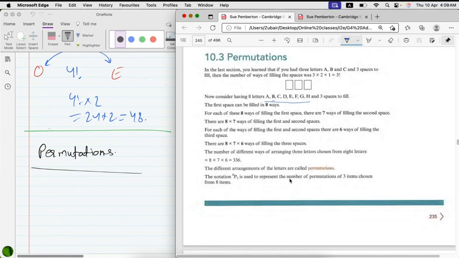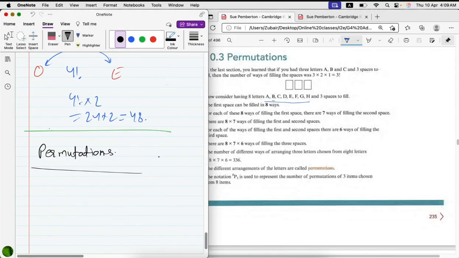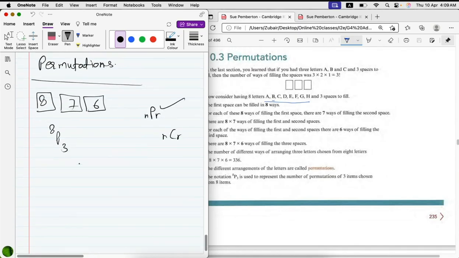Different arrangements of letters are called permutations, and this could also be done as 8P3. Either we select 8 options for the first box, then 7 options, then 6 options, or we write 8P3. If you have a look at your calculator, you'll find the button saying nPr and nCr. This one is permutation, the other is combination. We'll get to that in the next exercise. So 8P3.